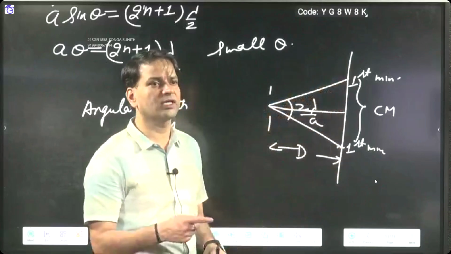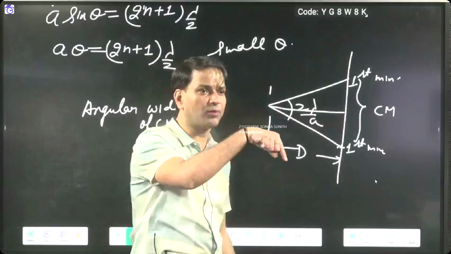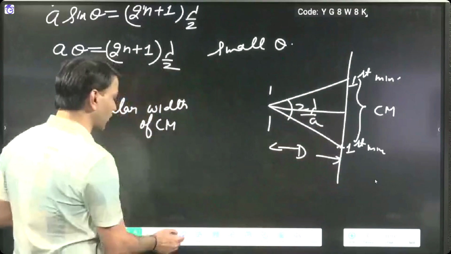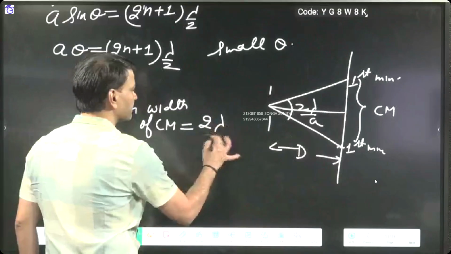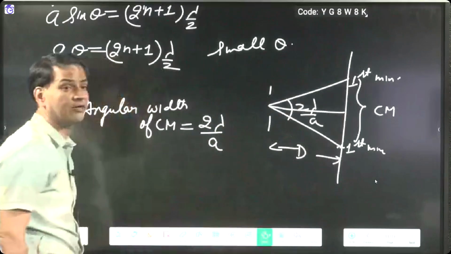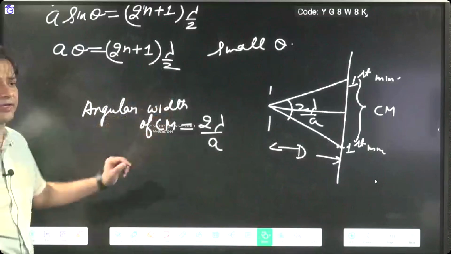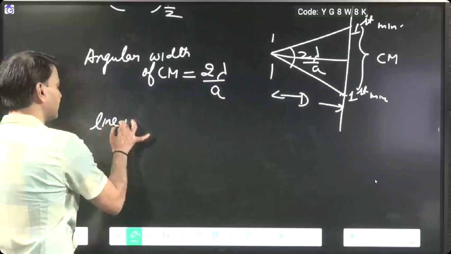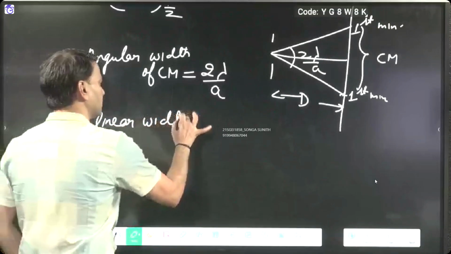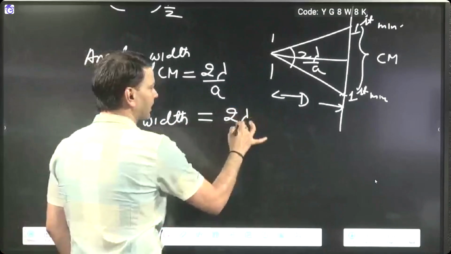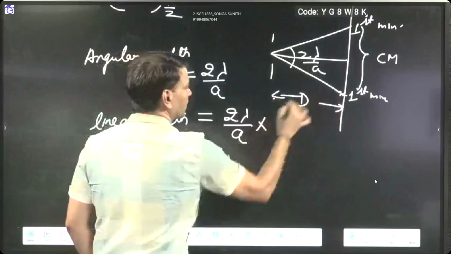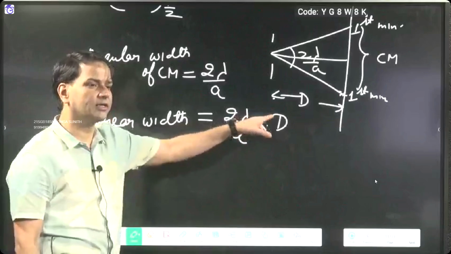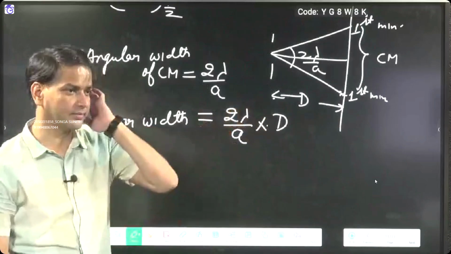What is the width of the central maxima? If I give the options in radian or degree, it means I am asking the angular width, which is 2 lambda by a. But if I am asking the linear width, meaning the options are in millimeter or centimeter, then the linear width is the angle 2 lambda by a into the radius. What will I take as the radius? Capital D. Like the fringe width, capital D lambda by small d, here it is capital D lambda by small a.